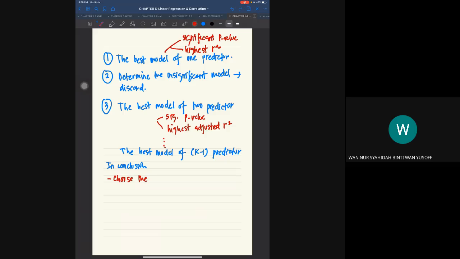choose the best model among the best models above. So we have the best model from here, we have the best model from here, and then we compare between the best models, which one is the best one. That's your final answer. So how do we choose the best model among the best models? Similar. We compare the p-value, we need the significant p-value, and then we need the highest coefficient of determination.